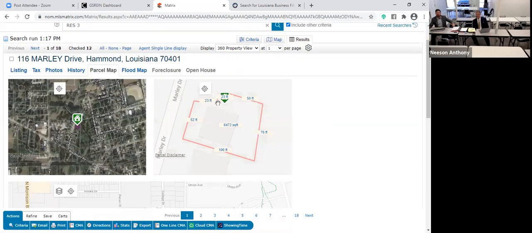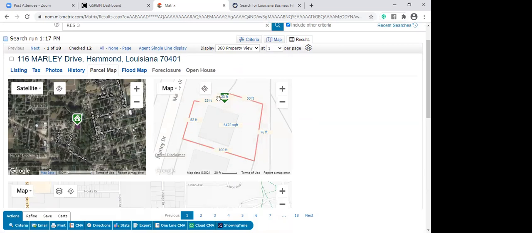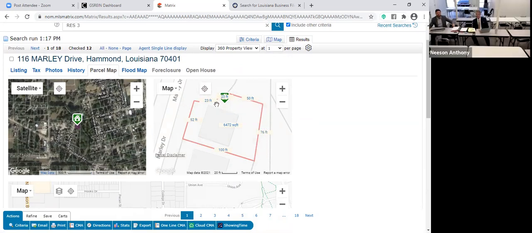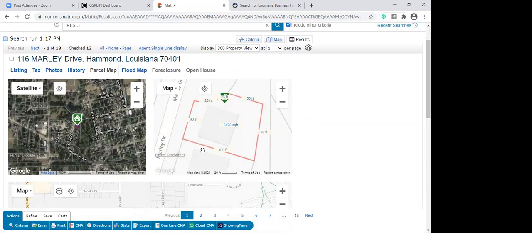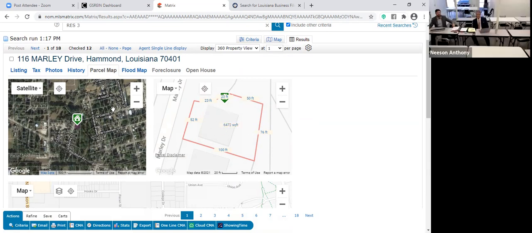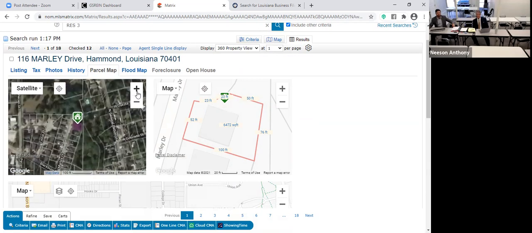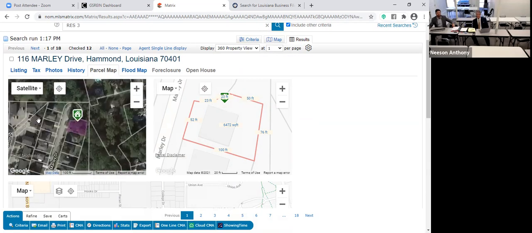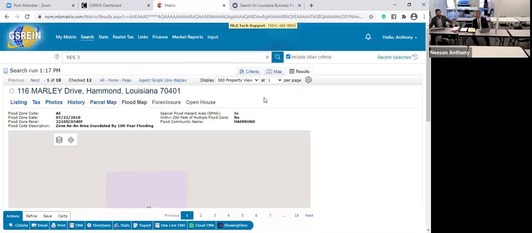So the parcel map, so now it tells me the shape of the property, right? So I've got all my stuff. I've got the overall size of this. It gives me the map. So now if I wanted to, I could always go steal part of this picture if I need to. Maybe this is one of my cover photos. Who knows? I can play with the flood map.